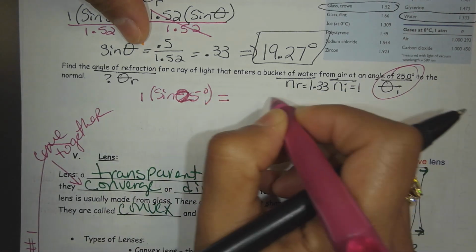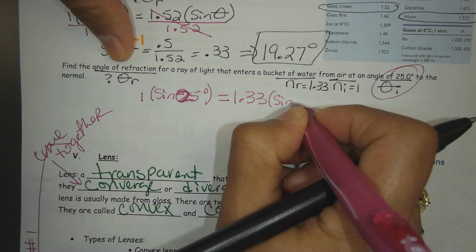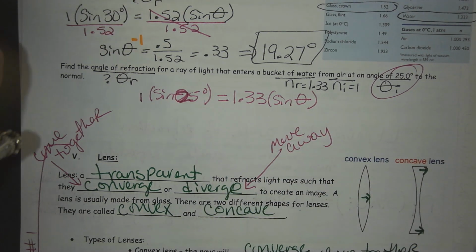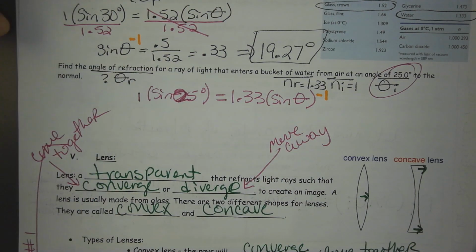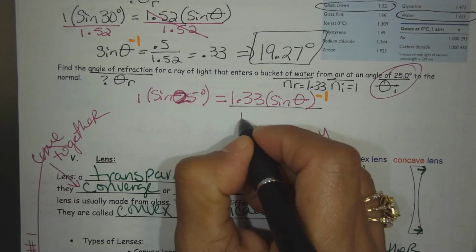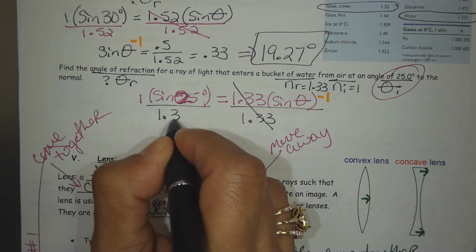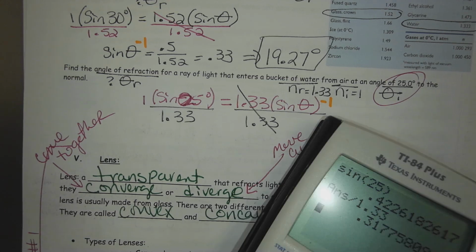Equals 1.33 times the sine of theta. I'm going to do a little inverse sine to help you out. Divide by 1.33, cancel. Divide by 1.33. Fancy calculator out. The sine of 25 divided by 1.33.